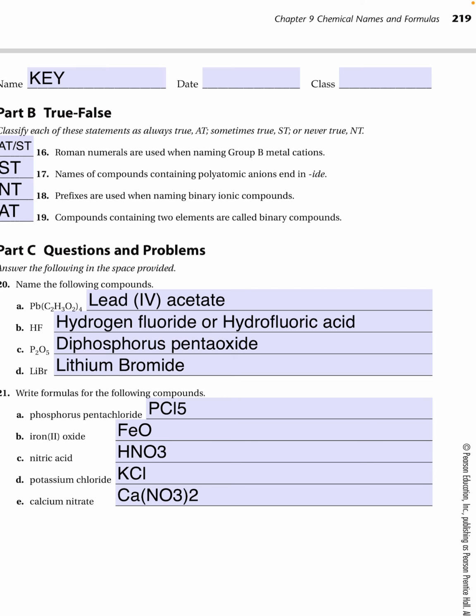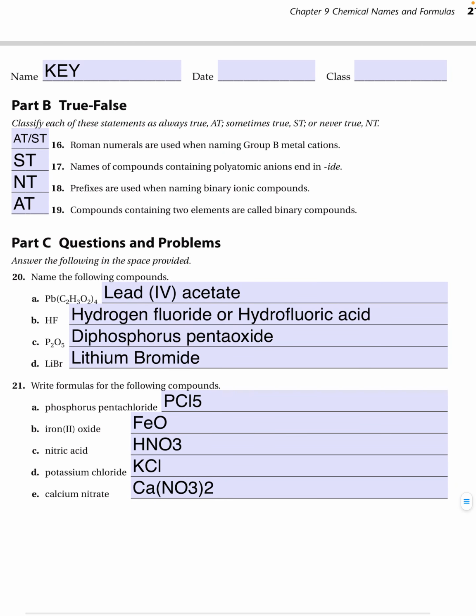Anyway, for 21A, phosphorus pentachloride is PCl5. I cannot type subscripts in here. I need to be in a better word processing program like Microsoft Word to be able to write subscripts. But that 5 should be a subscript 5. Iron 2 oxide. Well, iron 2 means plus 2, and oxygen always forms a minus 2 anion. So it would be a 1-to-1, plus 2 and minus 2, 1-to-1 ratio, FeO. And by the way, that's what we call rust.